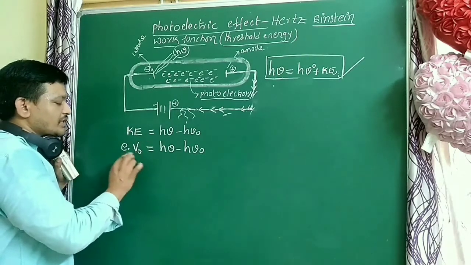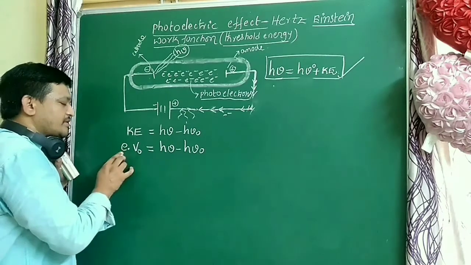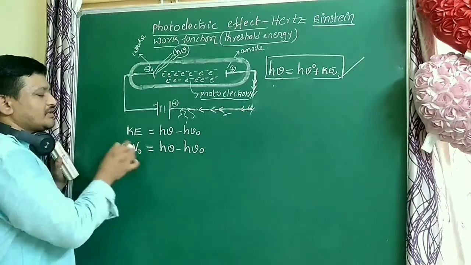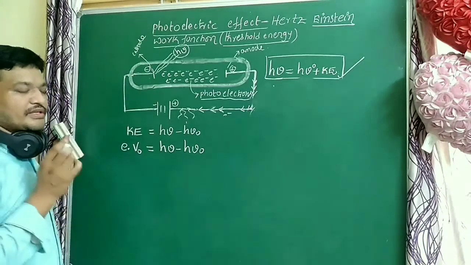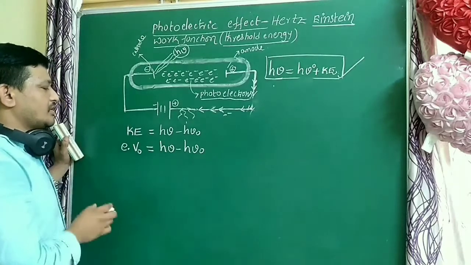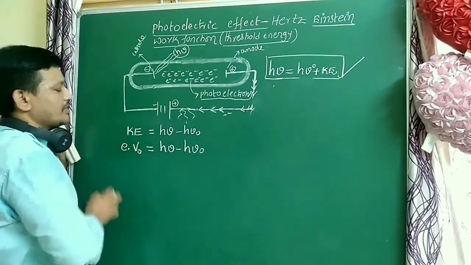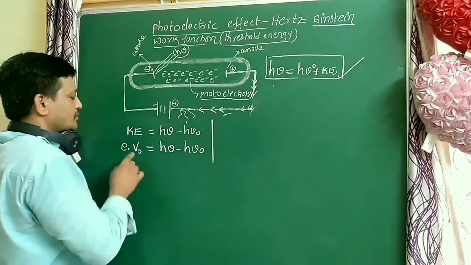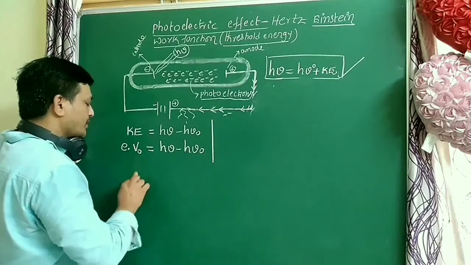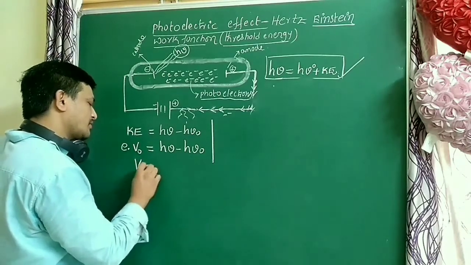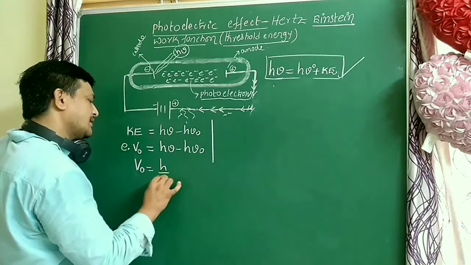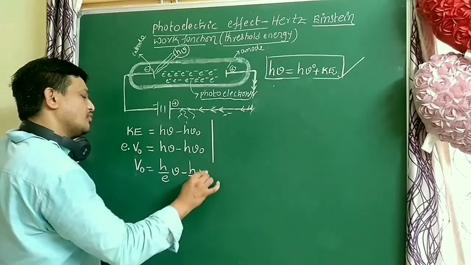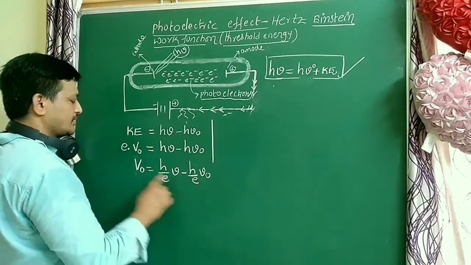Not electron volts, students, this. Charge into electrode potential, stopping potential. That potential into charge equals kinetic energy. This formula is very, very important. Based on this formula, some graphs. So here V naught equals h by e into mu minus h by e into mu naught. Is it clear, students? This formula.